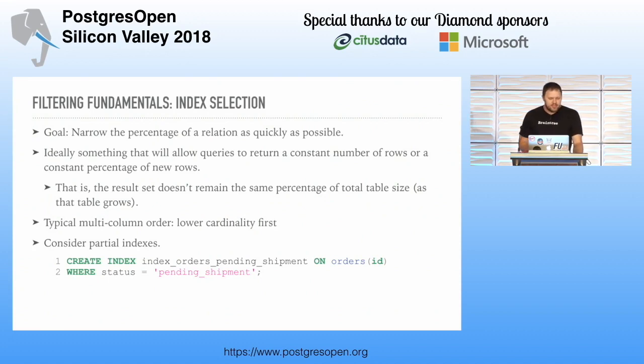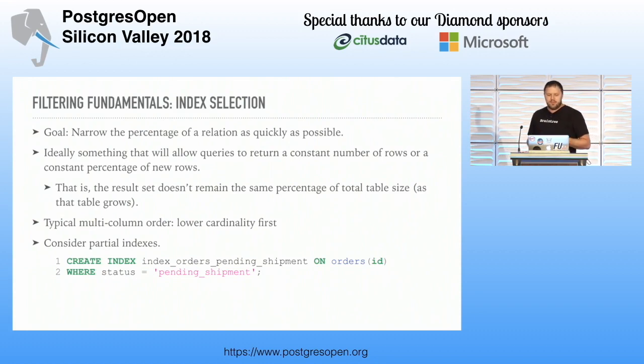So we design indexes, and we talked about how indexes work. When we pick what indexes to build, we want to narrow the percentage of a relation as quickly as possible for the greatest number of queries possible. Ideally, we want something that will allow our queries to return either a constant number of rows or a constant percentage relative to new rows in our table.